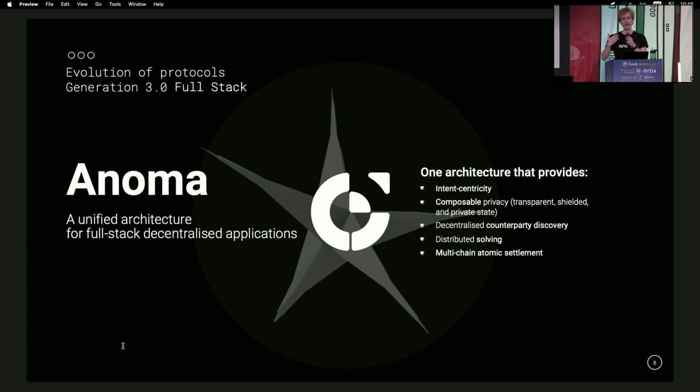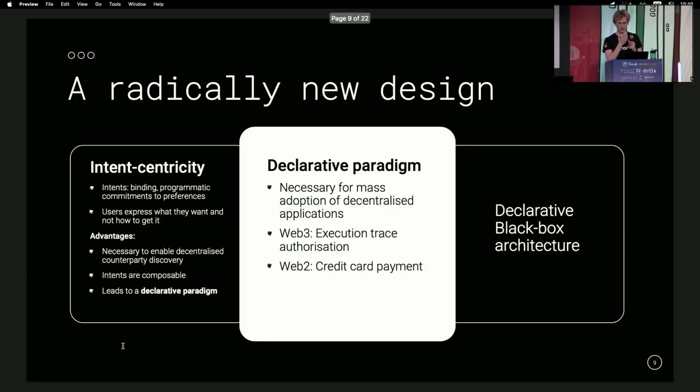I would expect that all future blockchains being built from now on will follow a roughly similar design pattern, because it is the design pattern that solves the structural issues that exist within Generation 2 architectures. And it's one architecture that provides intent centricity, composable privacy, decentralized counterparty discovery, distributed solving, as well as multi-chain atomic settlement. And the talk is actually titled Declarative Decentralization, the Final Rails of Web3.